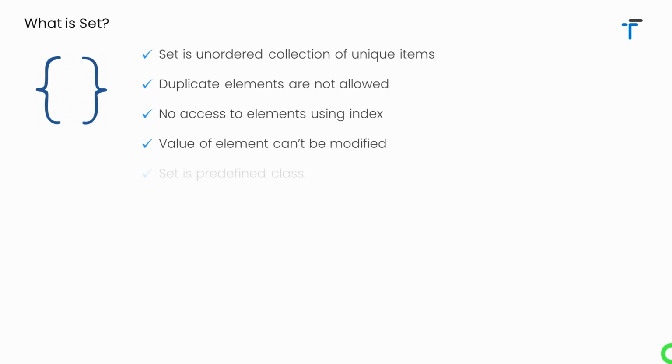Next, set is actually a predefined class. This is actually an abstract class, and LinkedHashSet is a default implementation of set in the Dart. Whenever you go with set class or whenever you create any set object in your Dart, actually Dart creates the LinkedHashSet object for you.